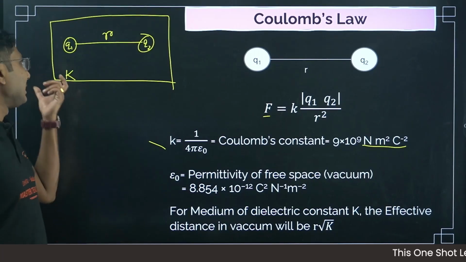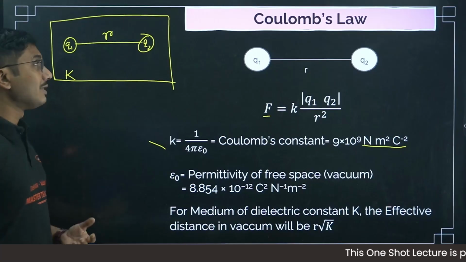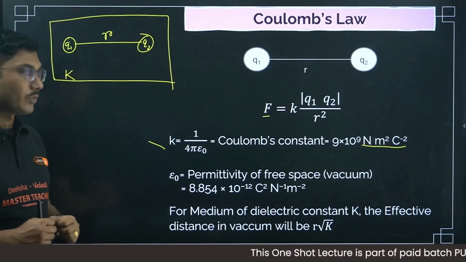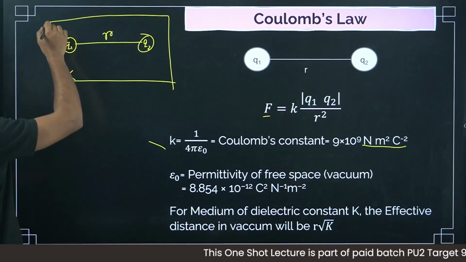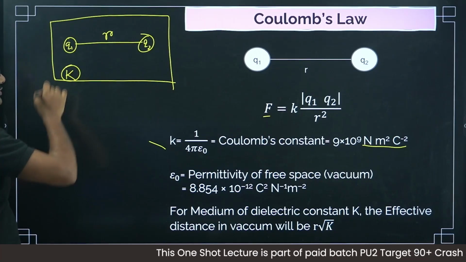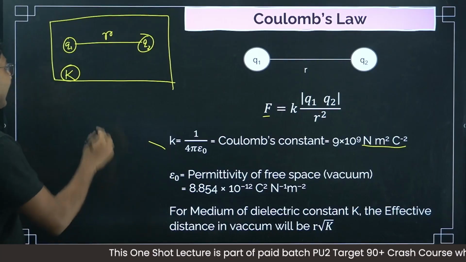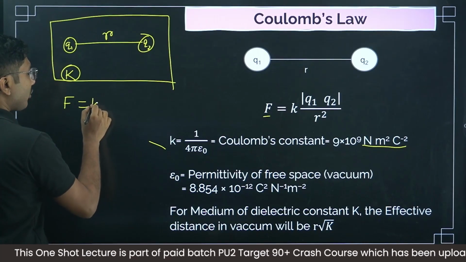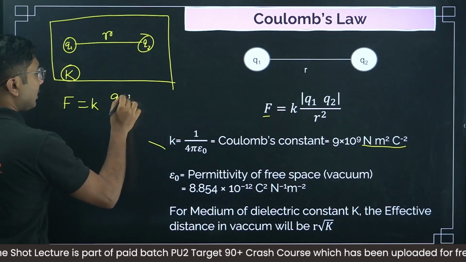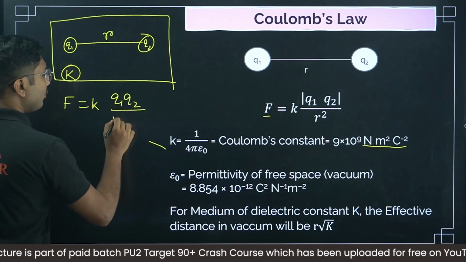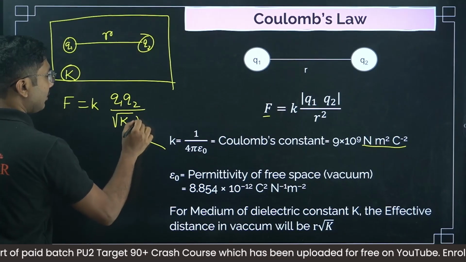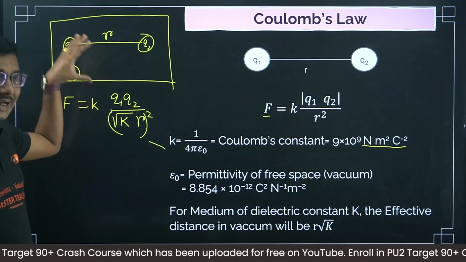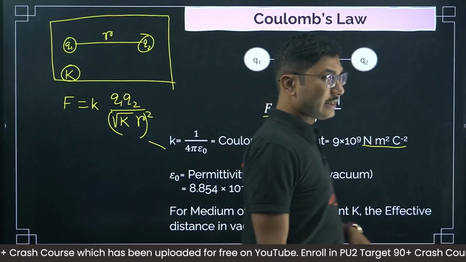It's generally represented by capital K. It is also called relative permittivity. Now if the dielectric constant of the medium is K, then the force can be written directly as Coulomb's constant, Q1 Q2 divided by root over of capital K into r, whole square. So this is the basic formula if you put the entire system into the dielectric medium.